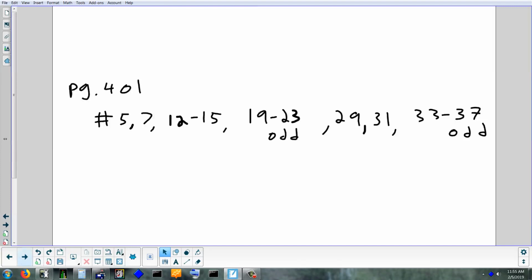Okay, so pretty much every problem tonight you do need a graphing calculator. So it's page 401. It's 5, 7, 12 to 15. 19 to 23, just the odds. 29, 31. And 33 to 37, just the odds. So we'll look at that tomorrow. We should be able to finish everything up for the week tomorrow as well. And then review day Thursday and test on Friday.